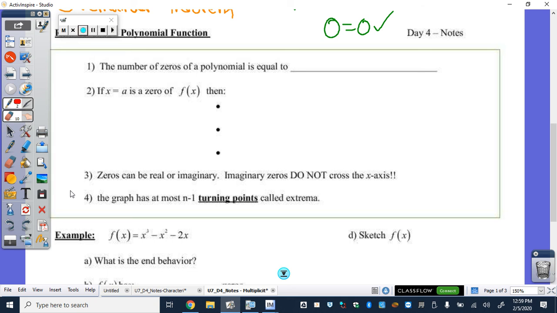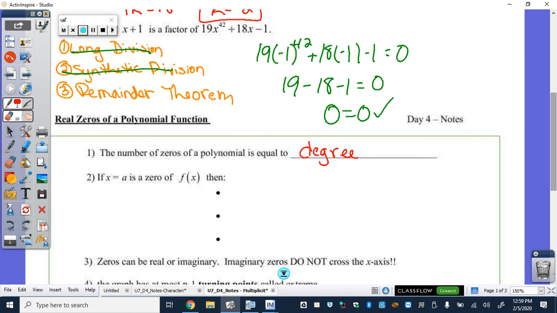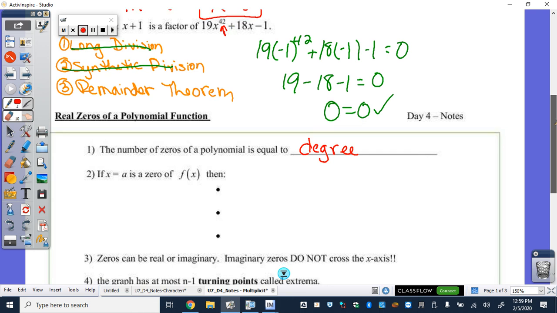So the number of zeros that a polynomial function has is always equal to the degree. So if you have a 5th degree polynomial, it's going to have 5 zeros. You got a 20th degree polynomial, it's got 20 zeros. My example from the third one in the warm-up, that's going to have 42 zeros. So whatever the degree is, that's how many zeros it's going to have.